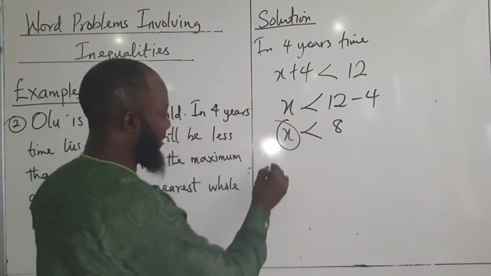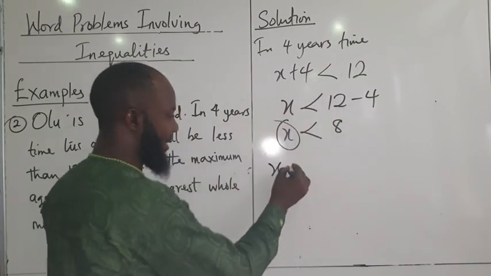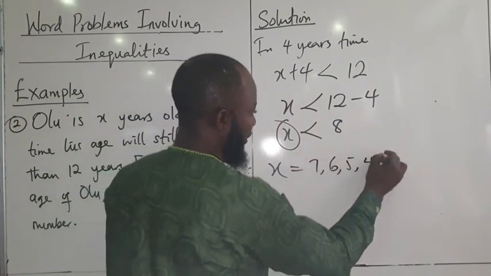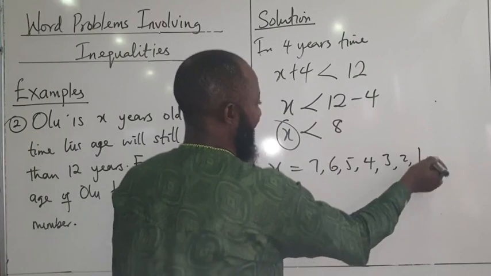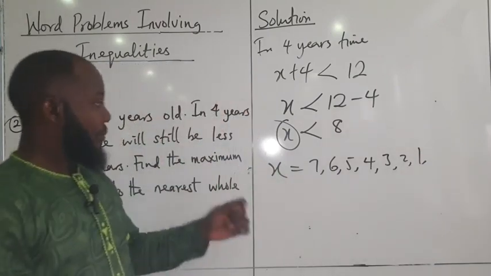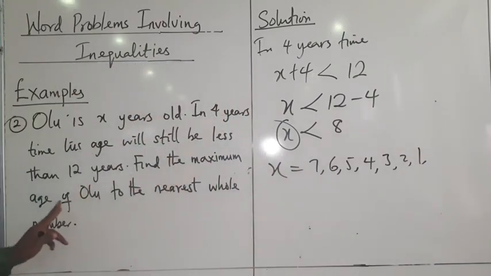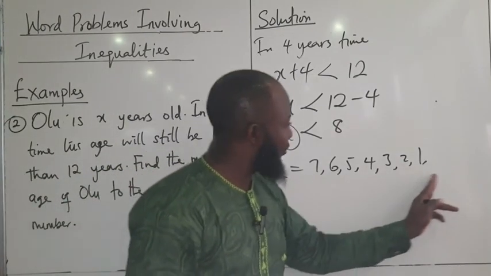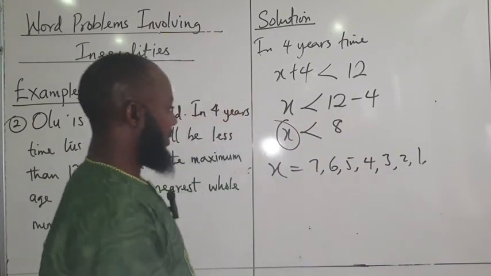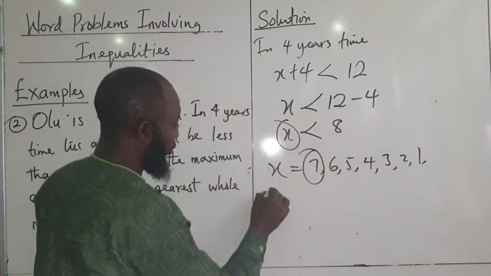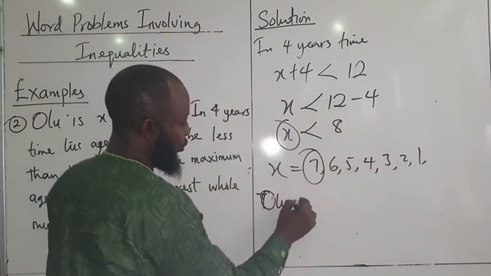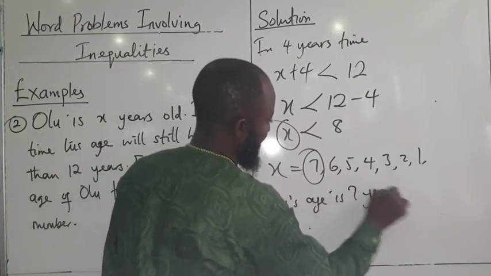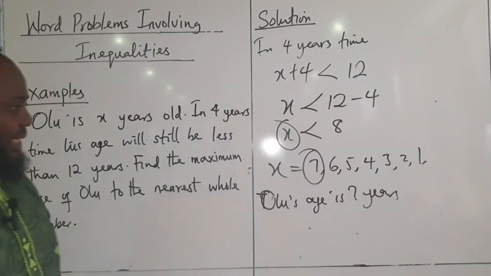So how do we interpret that? It means X. What are the numbers that are less than 8? So we have 7, 6, 5, 4, 3, 2, 1. We can have 0, right? Now, the question is find the maximum age of Olu. So what is the maximum value of X that we have there? 7. So which means Olu's age is what? 7 years old. I hope that is very clear.